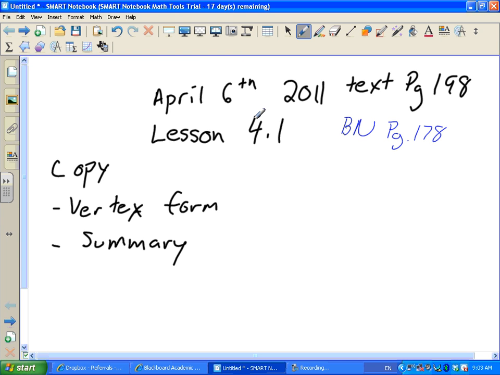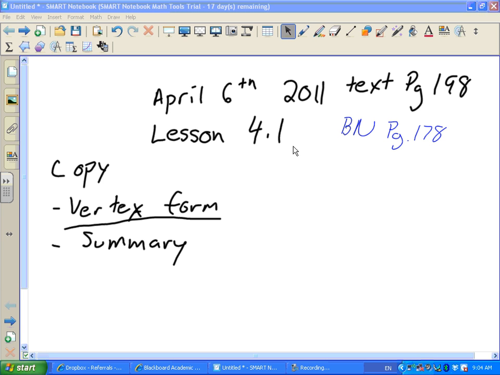April 6th, 2011. You guys are on text page 198, Blue Notebook page 178. We're on lesson 4.1. So today we're going to be talking about vertex form, okay? That's why it was important that you guys got this down in your summary. We dealt with vertex form in the very first chapter, if you guys remember, okay?